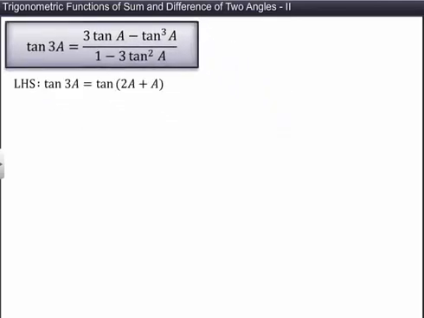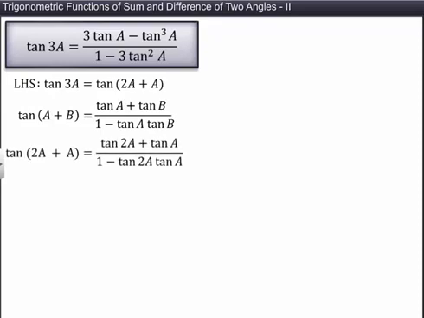Tan 3a can be written as tan of 2a plus a. Recall that tan of a plus b is equal to tan a plus tan b divided by 1 minus tan a into tan b. Using this, tan of 2a plus a can be written as tan 2a plus tan a divided by 1 minus tan 2a into tan a.